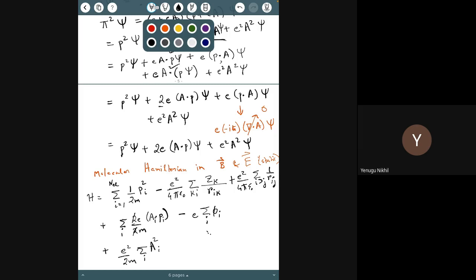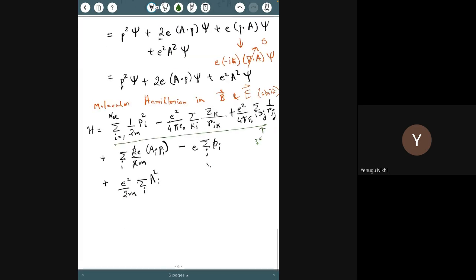Okay, so now I have all the interactions here. And I can say something more here as well. In the absence of the field, this is the Hamiltonian. So we can call this, let's say, the zero order Hamiltonian.